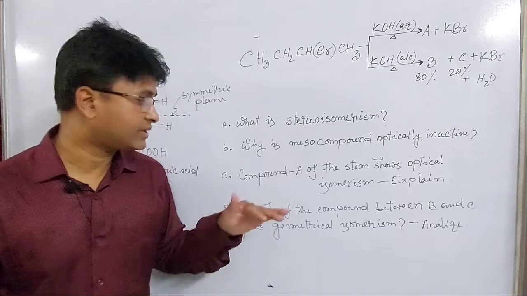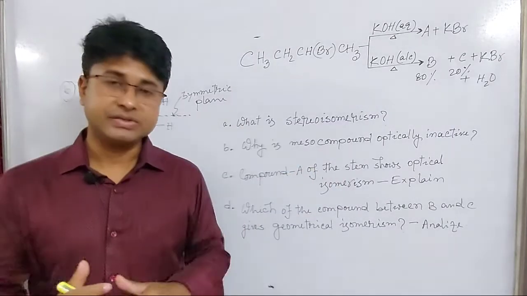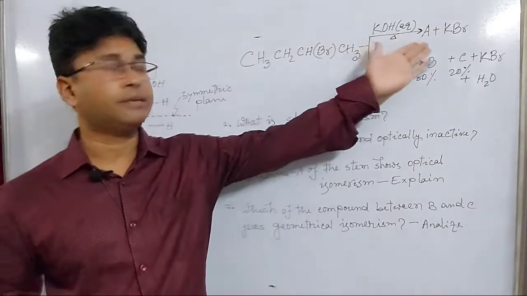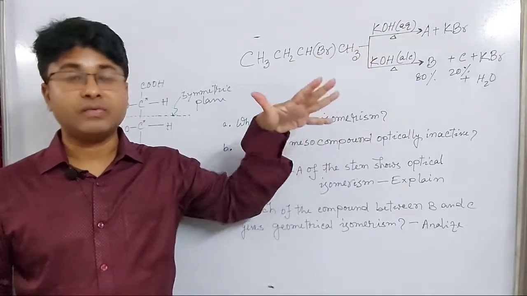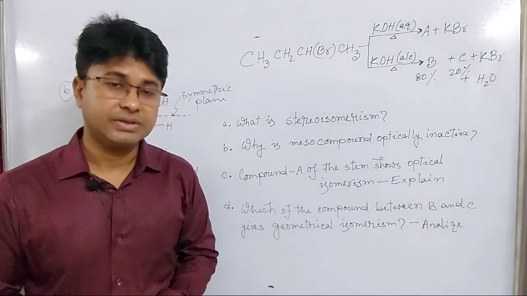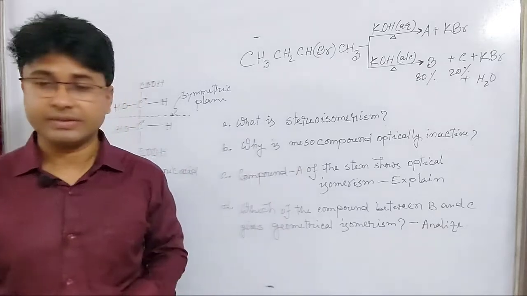Now come to question number C. Compound A of the stem shows optical isomerism. Dear students, now you must identify what is compound A, and of course it will be based on the stem. So dear students, come to the reaction of the stem. First you have to write the stem.